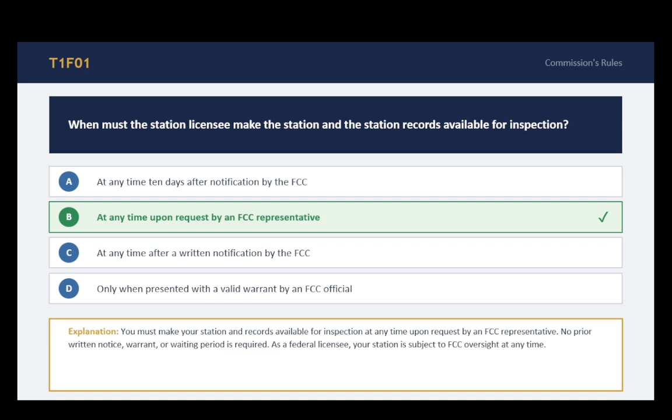You must make your station and records available for inspection at any time upon request by an FCC representative. No prior written notice, warrant, or waiting period is required. As a federal licensee, your station is subject to FCC oversight at any time.